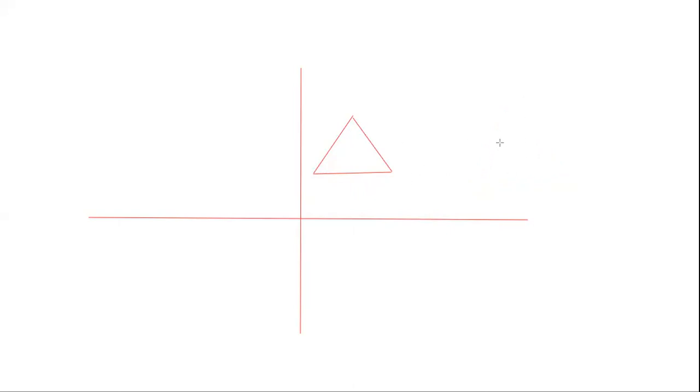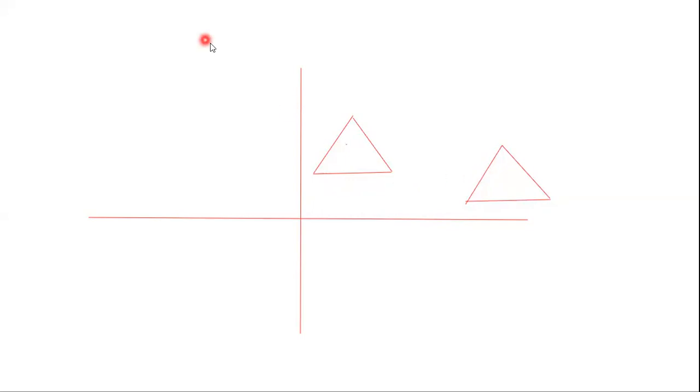So let's assume this triangle and this triangle are the same size, because we are translating. That means we are moving from one place to another place. We are not zooming in or zooming out. So this is our first triangle, and this is our second triangle.